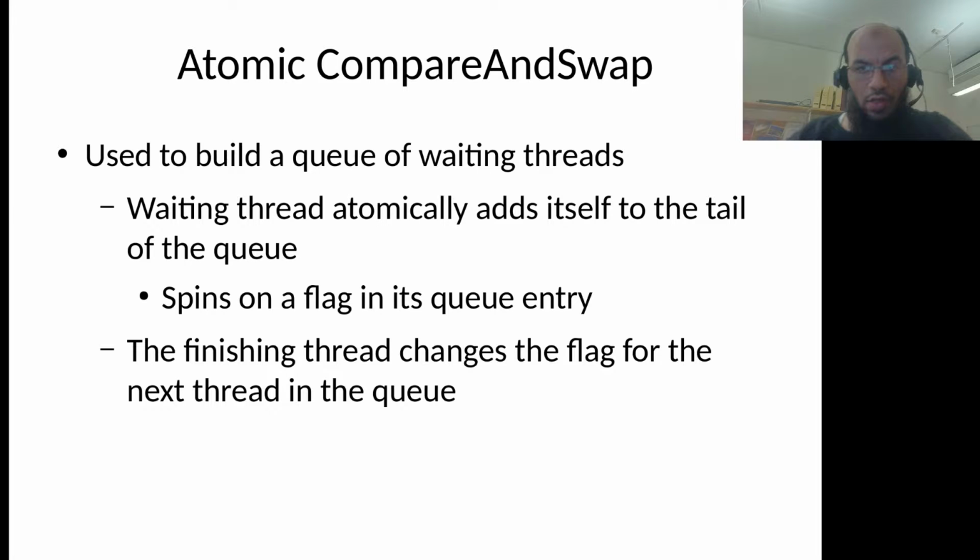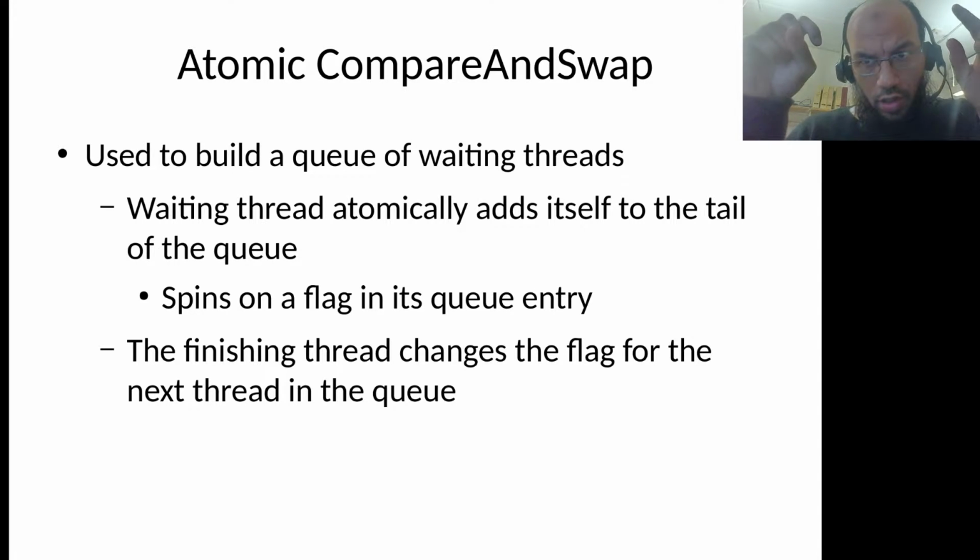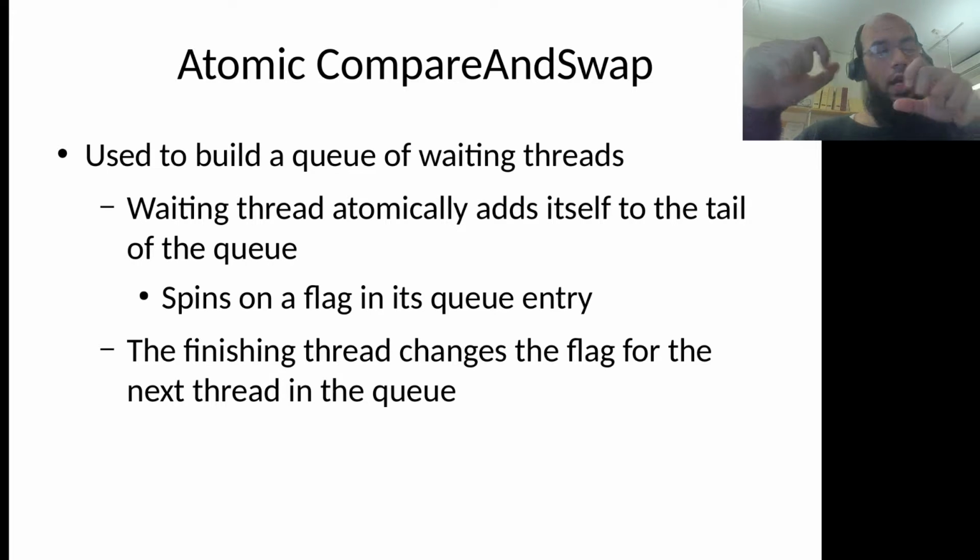Then once the thread adds itself to the tail of the queue, it spins on a flag in its queue entry, and this flag is changed by the other threads in the queue. It's sort of a first in first out system, as it's mostly used inside the kernel. So what you have is that the thread before you will change that value for you so that you can get out of your loop and basically start working on the new data.